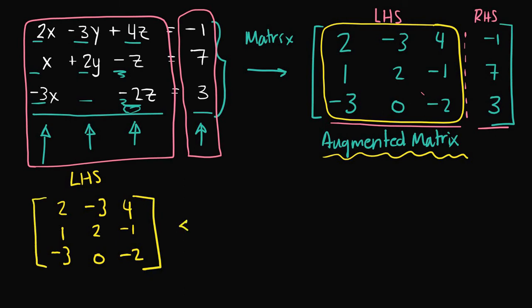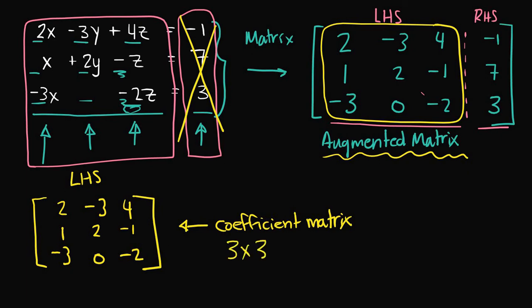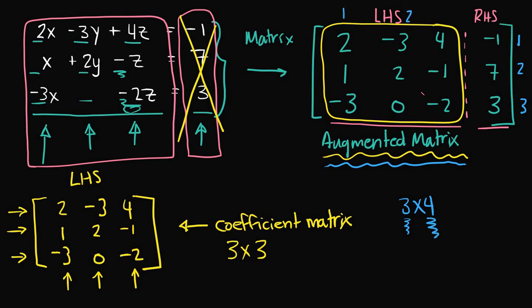Now this matrix right here is called a coefficient matrix. And the coefficient matrix only includes the coefficients of the unknown variables, so it doesn't include the right-hand side of all the constants. And this matrix right here is called a 3 by 3 matrix, and that's because it has 3 rows, 1, 2, and 3, as well as 3 columns, 1, 2, and 3. The augmented matrix, which was this matrix right here, is actually a 3 by 4 matrix, and that's because it has 3 rows, 1, 2, and 3, and it has 4 columns, 1, 2, 3, and 4.